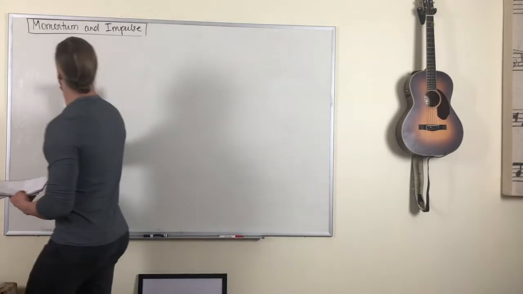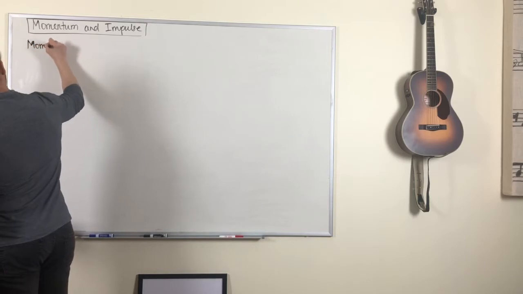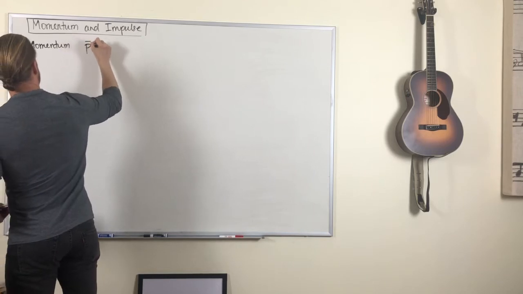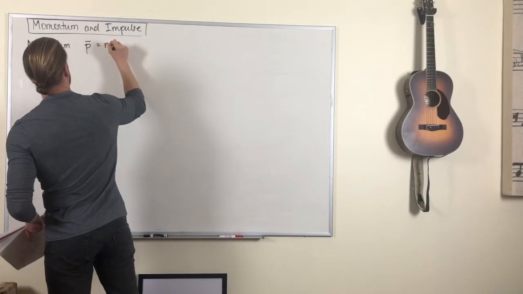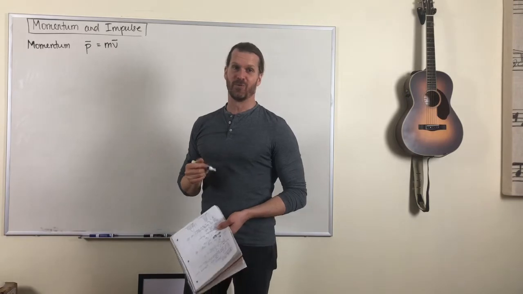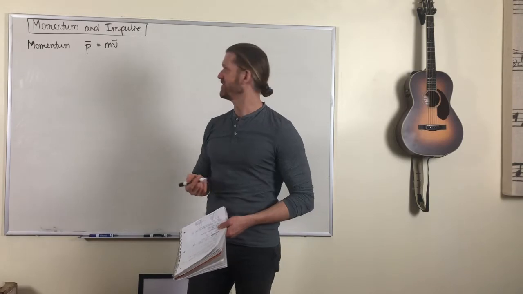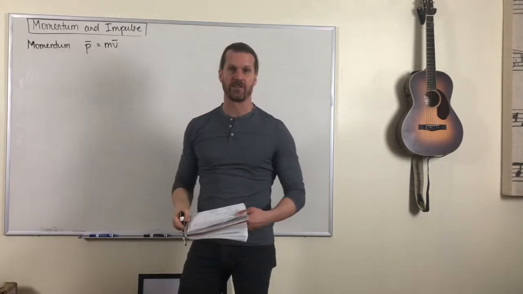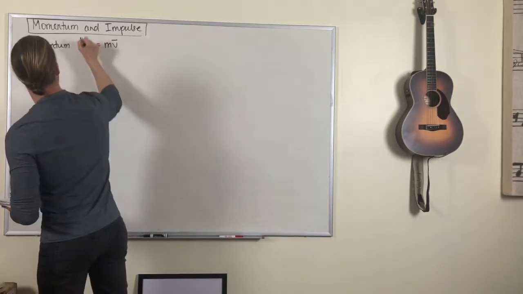So first of all, momentum is defined as mass times velocity. We use the symbol P for momentum because m is already taken by mass. So momentum P equals mass times velocity. Now let's notice a few things about this definition.